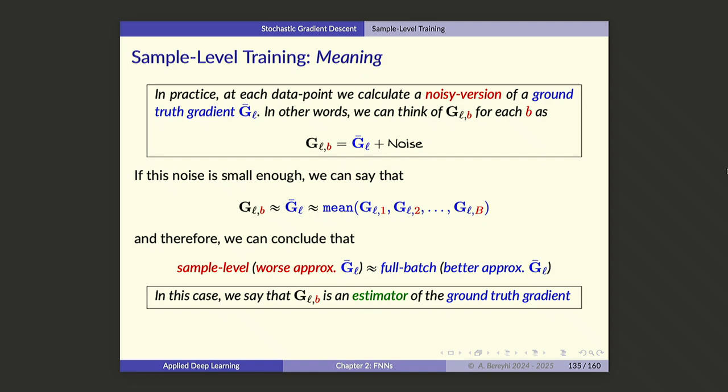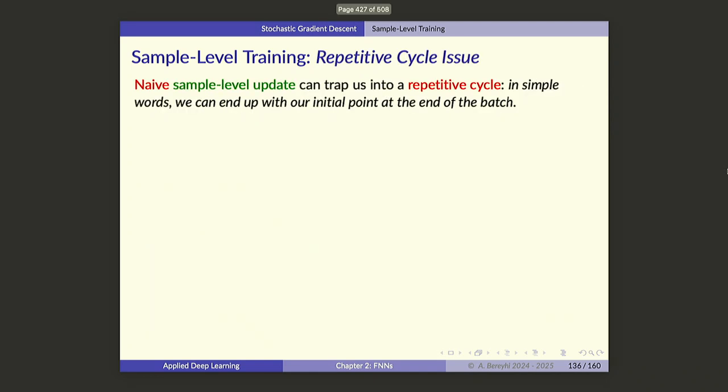Okay? But one last thing before we finish this lecture. That is the behavior that we call the repetitive cycle issue inside sample level training. So what is the idea here? If you do sample level training exactly the way that I told you, starting from the first one, second one, and so on till the last one, then you get back exactly to the first one, you might get into a kind of cyclic behavior. And this cyclic behavior could stop your algorithm from converging.